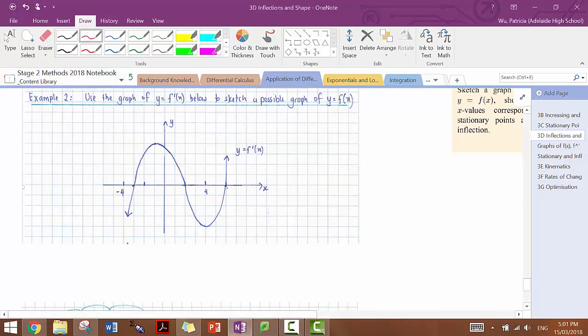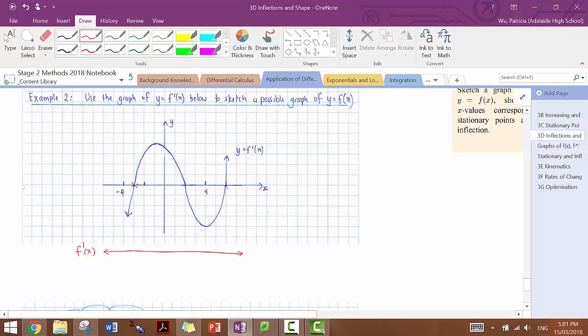Alright, now let's have a look at this one. So still using a very similar idea, we try to do the sign diagrams for f dash of x and f double dash of x. So for f dash of x, the critical points can be seen from the graph above.